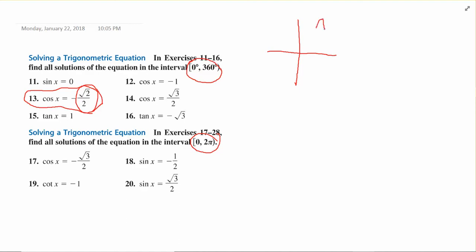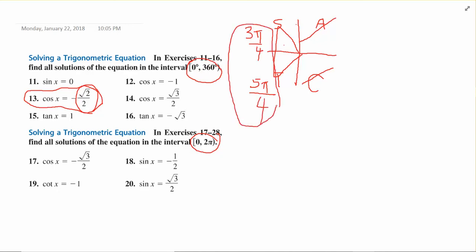The problem is I've got to figure out in which quadrants the cosine is negative. Well, All Students Take Calculus tells me which ones they're positive. We don't want the positives, we want the negatives for the cosine, so that's going to be here. A 45-degree angle there, and another one there. So that would be 3 pi over 4 and 5 pi over 4. And you can check the back of the book to make sure I know what I'm talking about. But those are the two answers that we're looking for in number 13.